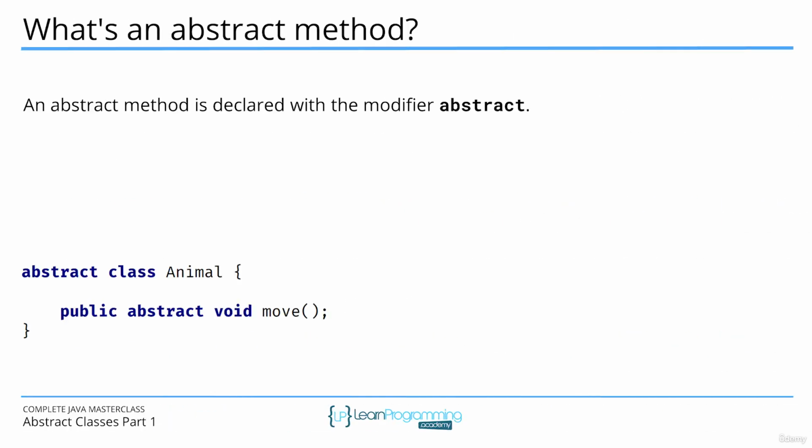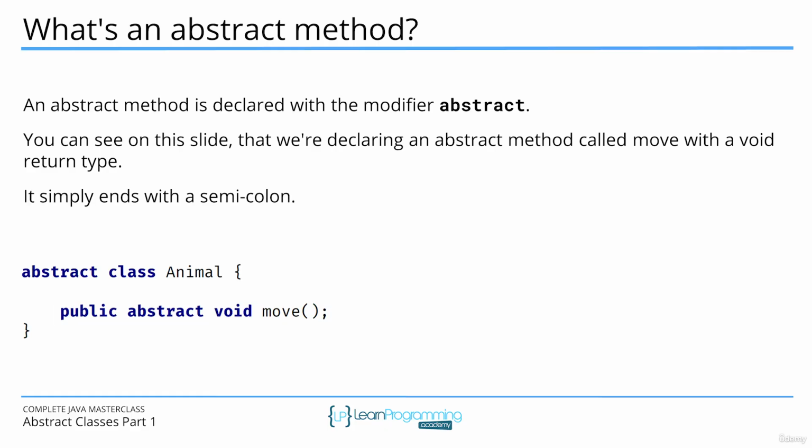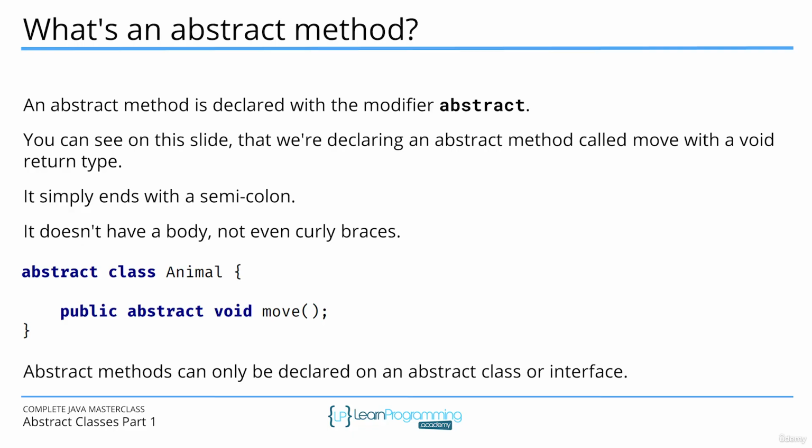An abstract method is declared with the modifier abstract. You can see on this slide that we're declaring an abstract method called move with a void return type. It simply ends with a semicolon. It doesn't have a body, not even curly braces. Abstract methods can only be declared on an abstract class or interface.